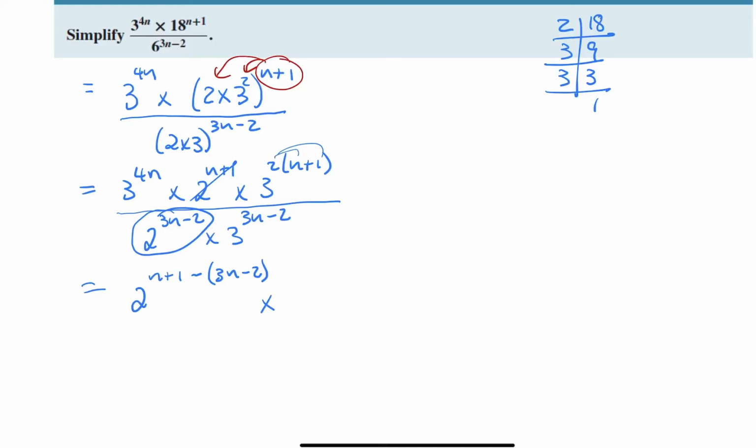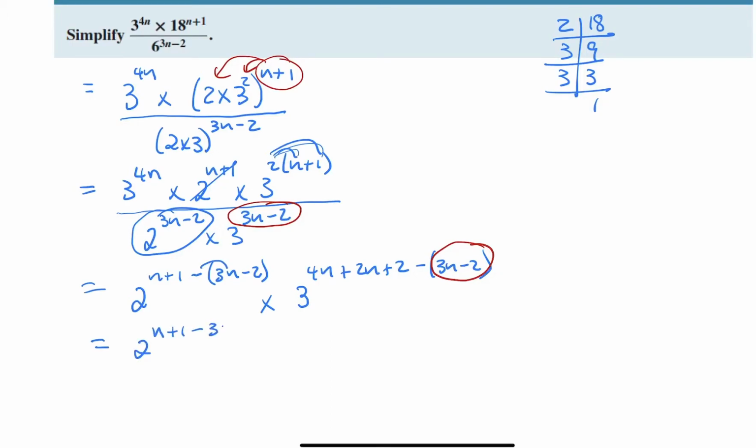Multiply by, and I'm going to start with the 3's to the power 4n at the top. I can multiply this in one step, so I can say this is plus 2n plus 2, and then it's going to be minus the one that's at the bottom, 3n minus 2. So this 3n minus 2 is this take away minus 3n minus 2. Simplify each one now. This is going to be 2n plus 1, and this is going to be negative 3n. A negative and a negative is plus 2 times 3 to the power 4n plus 2n is 6n plus 2.